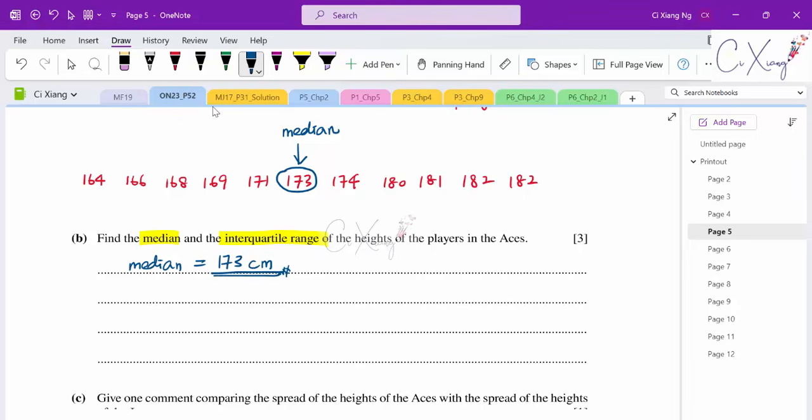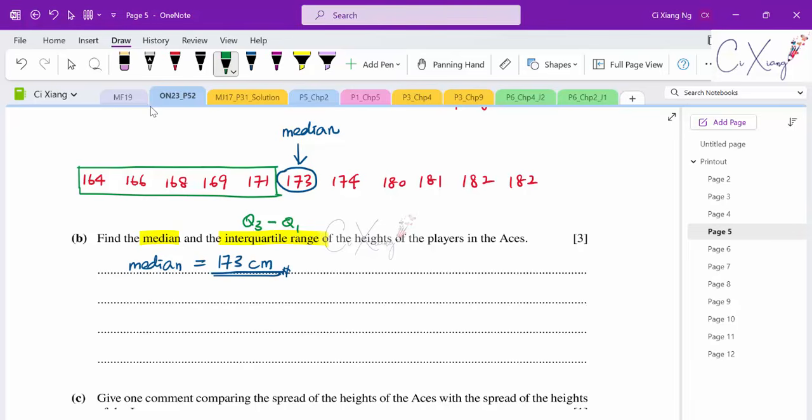Okay, then continue with interquartile range. Interquartile range means Q3 minus Q1, so I need to find out Q3 and Q1 first. How to find out the Q1? To find the Q1, ignore the median, because your median is a whole number here in the center, right? So please ignore the median. We only focus on the first 5 numbers in the first part.